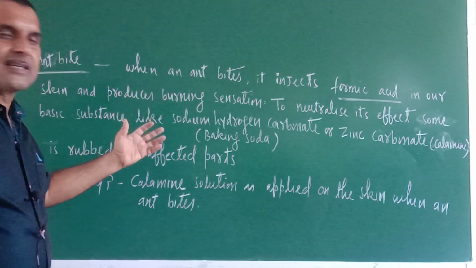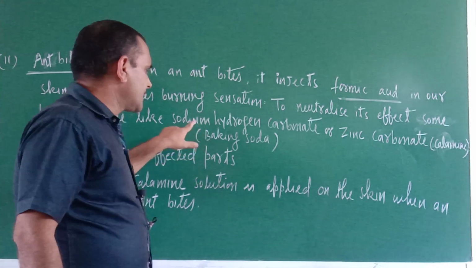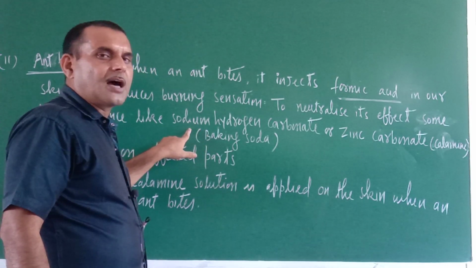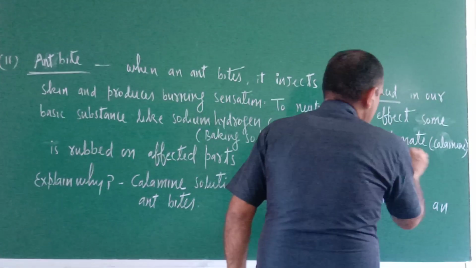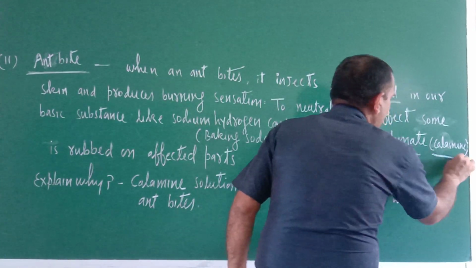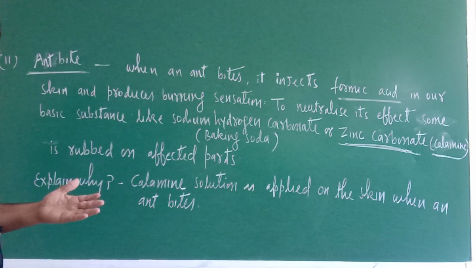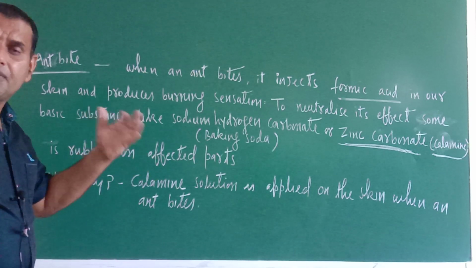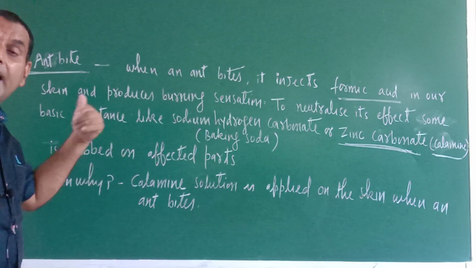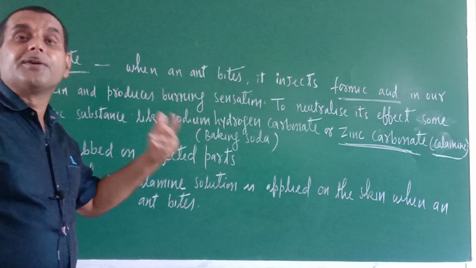Some basic substances like sodium hydrogen carbonate. What is the common name of sodium hydrogen carbonate? Baking soda. Or zinc carbonate. This zinc carbonate is called calamine. These are basic substances. They are rubbed on the affected part, so that the effect of the acid which they have injected into our skin can be neutralized.